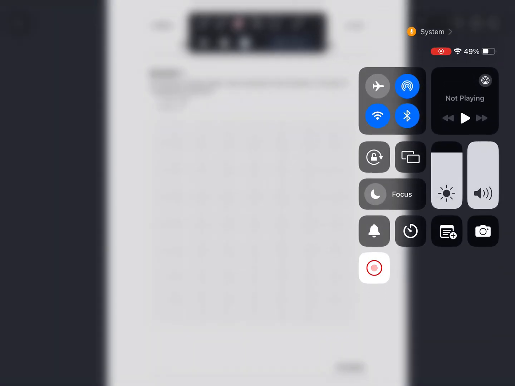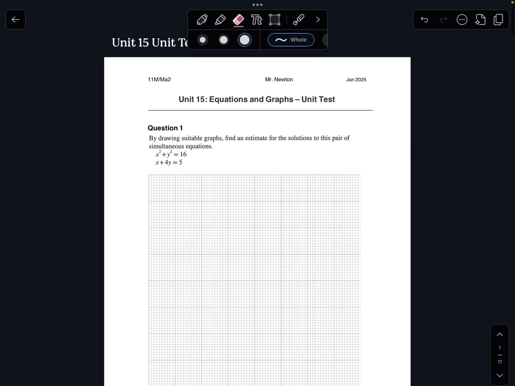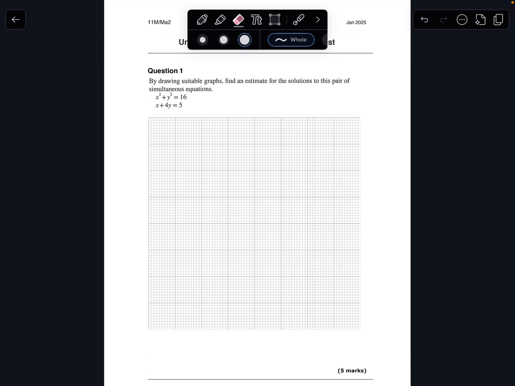Okay, we're going to be looking at Unit 15, equations and graphs. Obviously, a topic that most people struggle with. This is the type of topic that's going to get you that grade 8, that grade 9, those top grades. So we need to be getting this right in order to achieve those top grades that I know so many of you want. So without further ado, let's go into this.